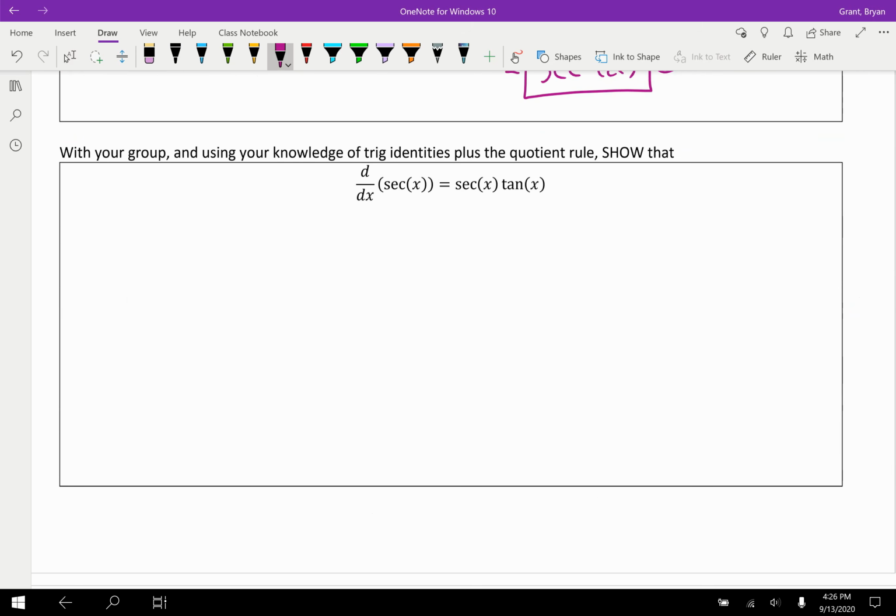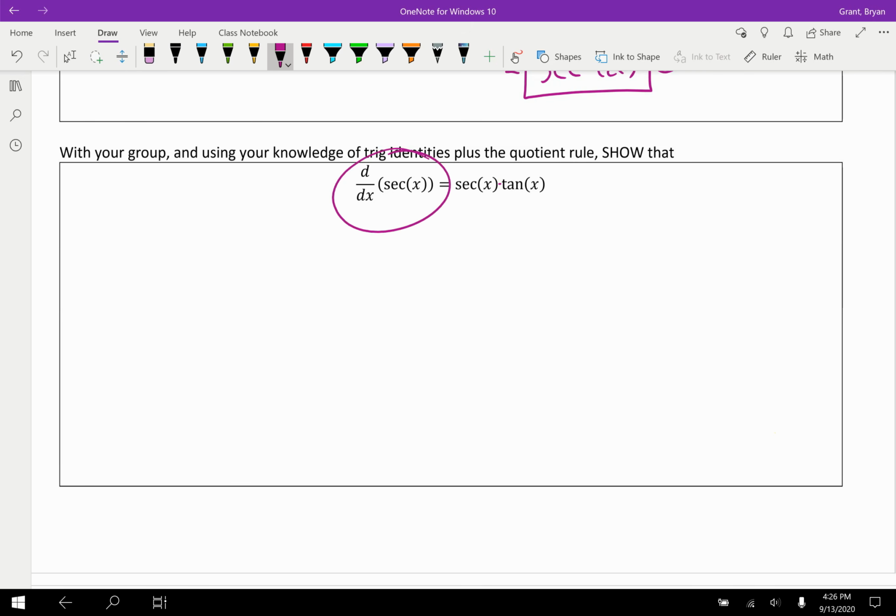Well, how do we do this? Well, they actually told us the answer. They said the derivative of, it's not secant squared, it's just secant. They told us the derivative of secant is the secant of x times the tangent of x. Well, how can we actually prove this?